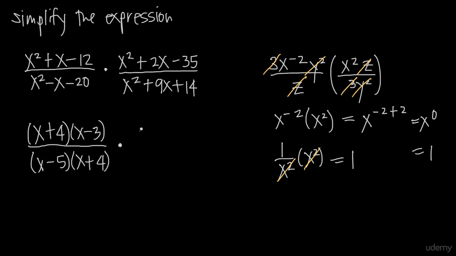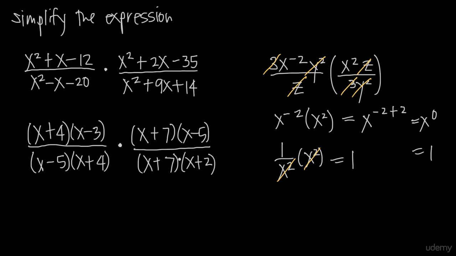Then if we look at our second fraction here, x squared plus 2x minus 35, we can factor it as x plus 7 times x minus 5, because positive 7 and negative 5 gives us negative 35, and 7 minus 5 gives us positive 2, which is what we need in the middle. So then finally our denominator here, we're going to get x plus 7 times x plus 2, because positive 7 times positive 2 is positive 14, and 7 plus 2 is 9. So we were in fact able to factor both the numerator and the denominator of both fractions.